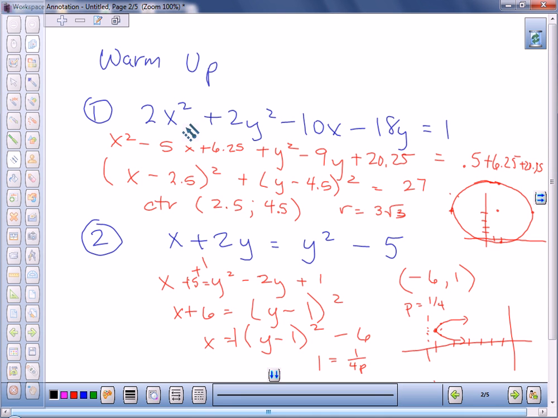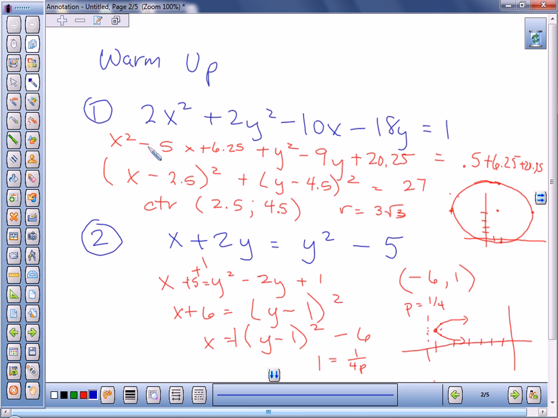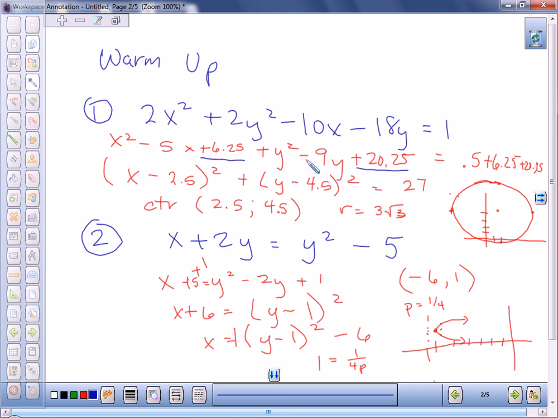So the first one, what I did first, I divided everything through by 2. And then what I got was x squared, and then negative 10x divided by 2 left me with a negative 5. Then I had to complete the square here and here. And then I divided this, and I got the y squared minus 9y. And then I divided the 1 by 2, and I got 0.5. So then I took half of these and squared it, half of this and squared it. And then I added that to both sides.